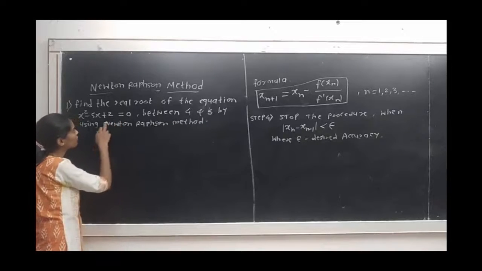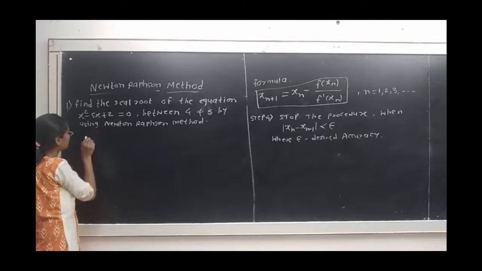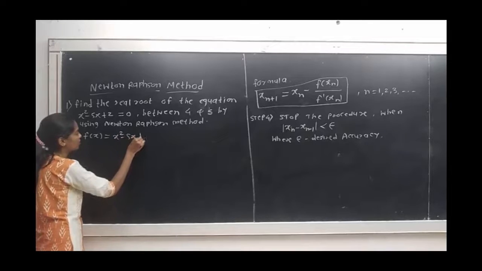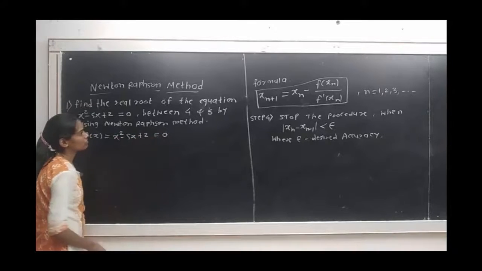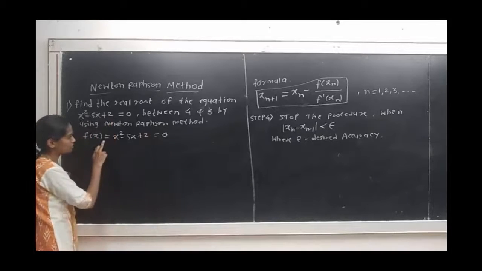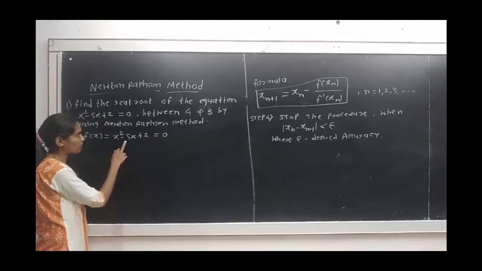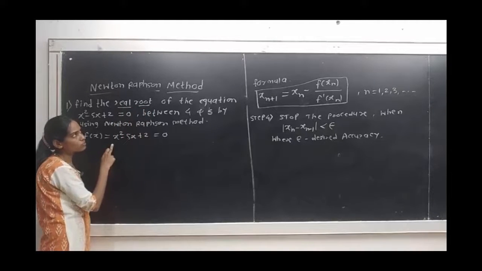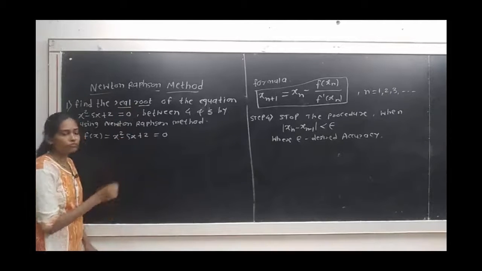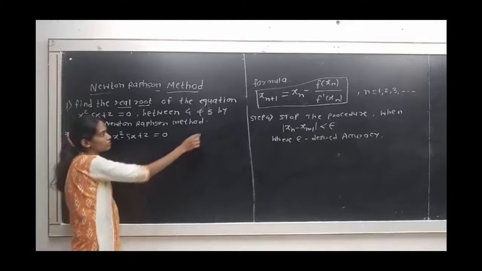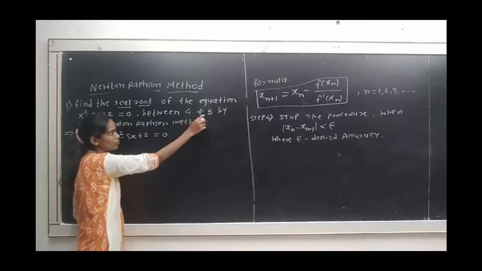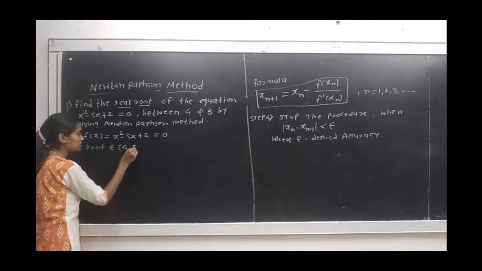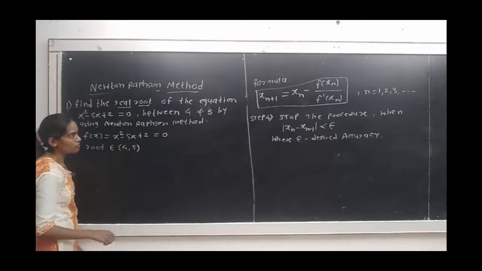Here the given equation we write as f of x is equal to x square minus 5x plus 2 is equal to 0. This is an algebraic equation, that is a polynomial equation. Then we have to find the real root of this equation by using the Newton-Raphson method, which we also name the NR method. The interval 4 to 5 is given, that is, the root belongs to this interval 4, 5.